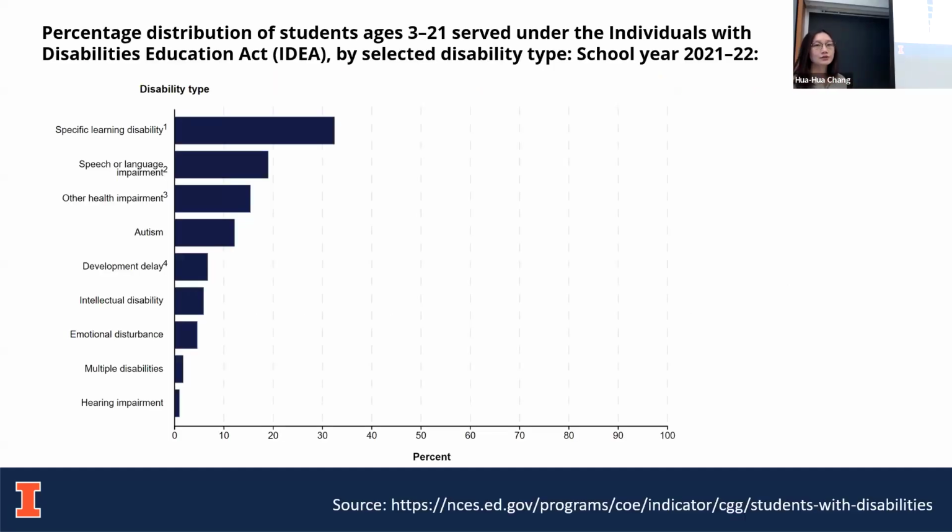To get an idea of the composition of students with disabilities, we'll look at the distribution of the most common categories. We can see that out of the students with disabilities, some of the most common categories are those with specific learning disabilities and those with speech language impairments. And later on, we have some smaller categories: autism, developmental delay, hearing impairment, etc.